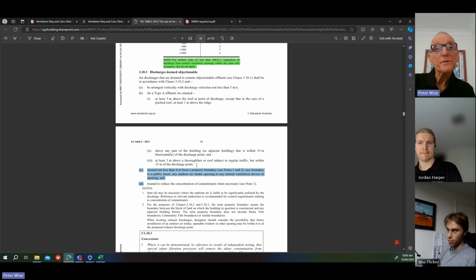I'm not actually sure what that means. There might be a bit of a grammatical error there, I think. Because I think really the important one is going back to the 2, being 15 metres away from a part of the building that's higher.